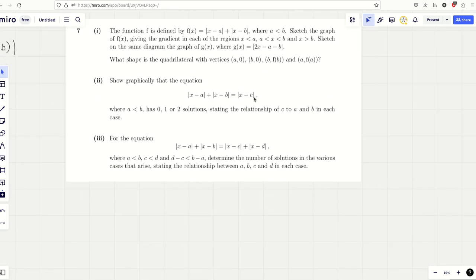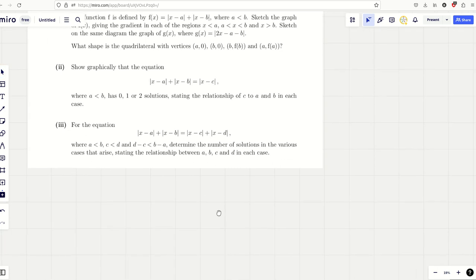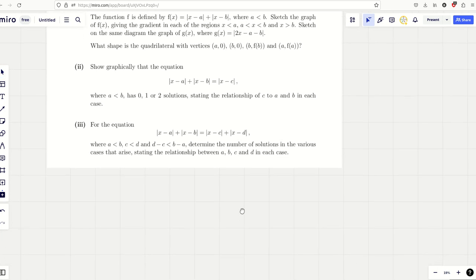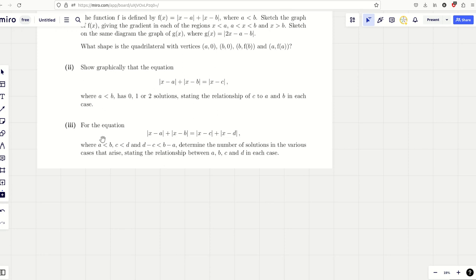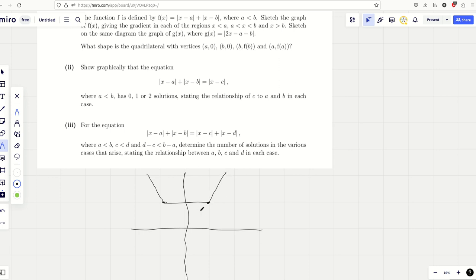Show graphically that this equation has 0, 1 or 2 solutions, stating the relationship of c to a and b in each case. We already know what this looks like. Let's draw it the same way as before. It's got a gradient of -2, then it goes flat, then it's got a gradient of 2. Remember that gradient of 2.